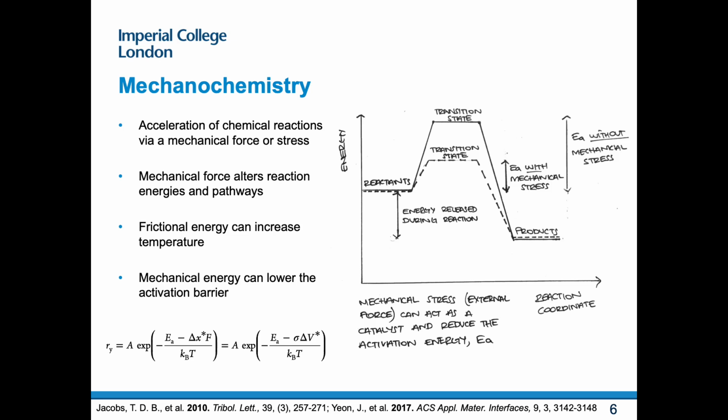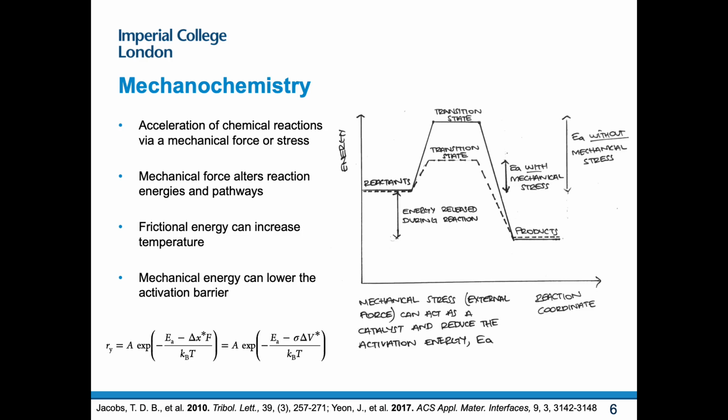I'm going to quickly go over mechanochemistry because it's quite fundamental in what we're doing here. Mechanochemical reactions are quite different from chemical reactions that occur upon heating, photoirradiation, or electrical bias. Instead, we apply a mechanical force or stress to the system. A mechanical force can lower the reaction energy and push the system through a different reaction pathway. Here we can see two different reaction pathways.